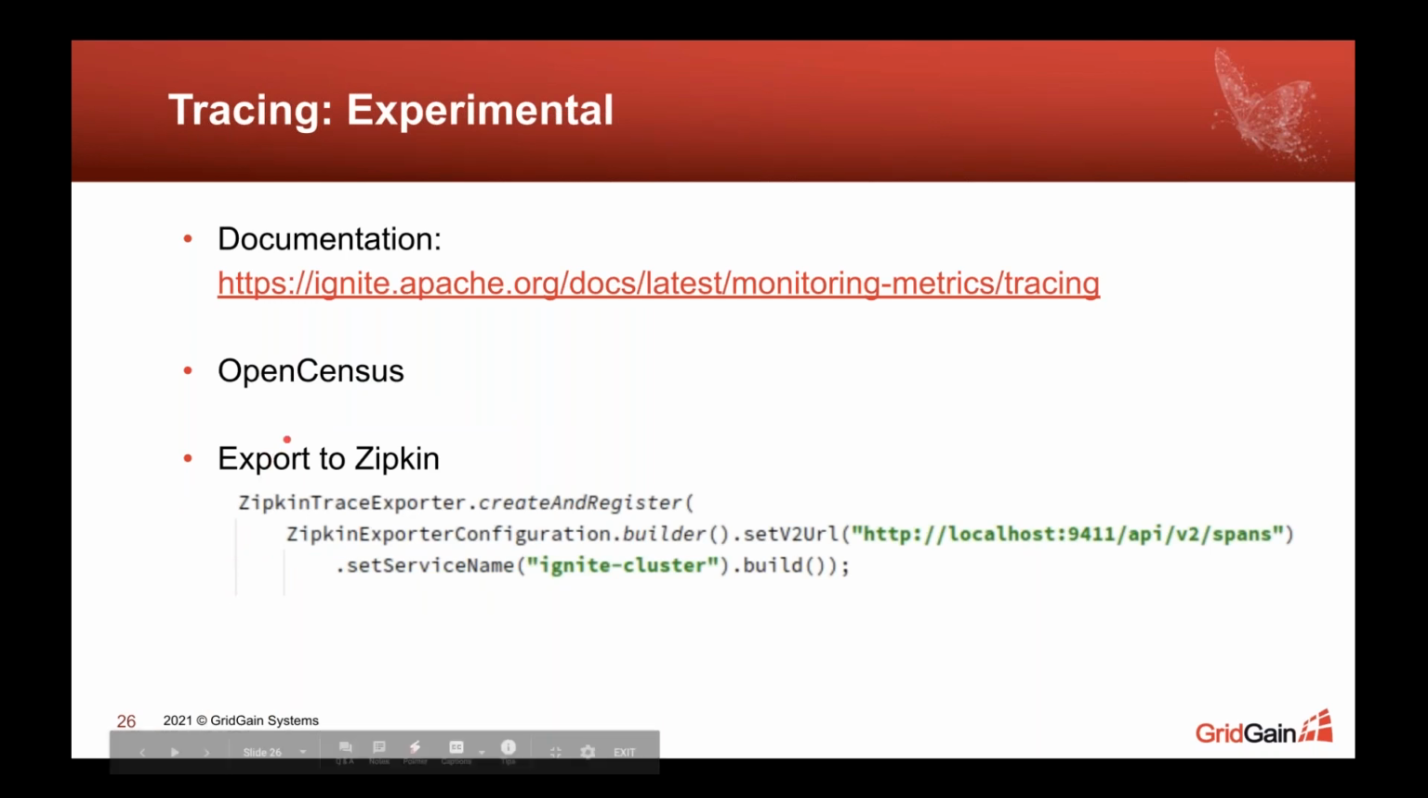The tracing feature is still experimental in Apache Ignite, but anyway, it's documented. You can have a look at that. It's compatible with the OpenCensus protocol, which means that you can export traces, for example, to Zipkin. This snippet shows that it's very simple. For example, if you have a Zipkin instance running locally, you can export there.